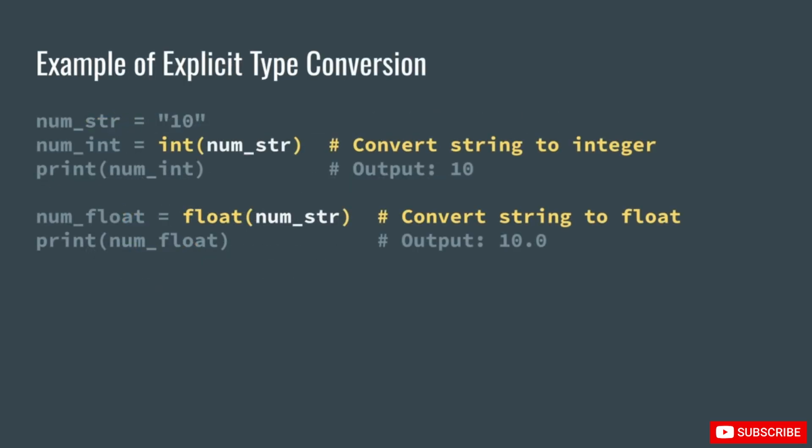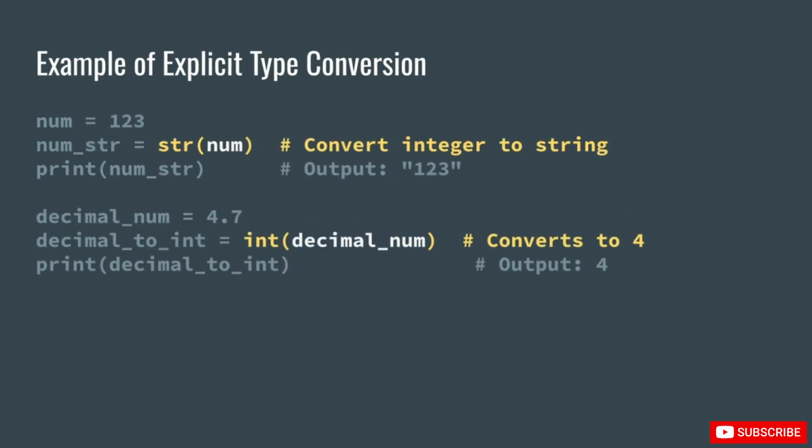In this example, we start with a string containing the number 10. We can explicitly convert this string into an integer using int as a function, and when we print it, we get the integer 10. Similarly, we can use float as a function to convert the string into a float. To go the other way around, we start with the integer 123 and explicitly convert it to a string using the str function. We can also take a decimal number and convert it to an integer. This conversion drops the decimal part, similar to the math function floor.